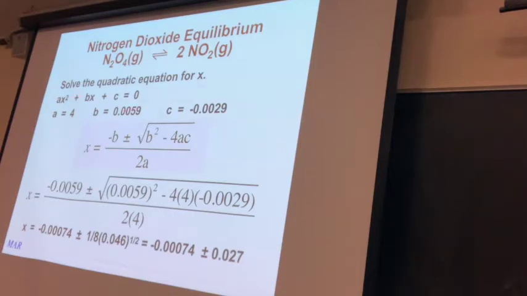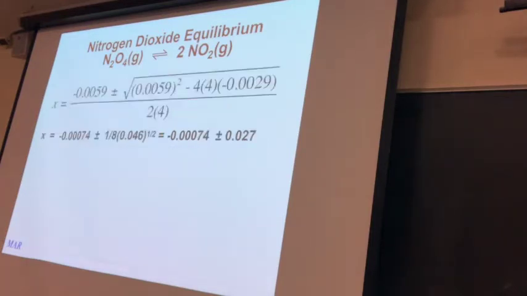So you can see here the opposite of b, minus 0.0059, plus or minus the square root of b squared minus 4ac. Again, because c is negative, that times the negative 4 will end up being positive. And at the end, going through some math, and if you haven't done this for a while, it's cool just to make sure you're up to speed with it, you come up with this: the negative amount plus or minus 0.027.